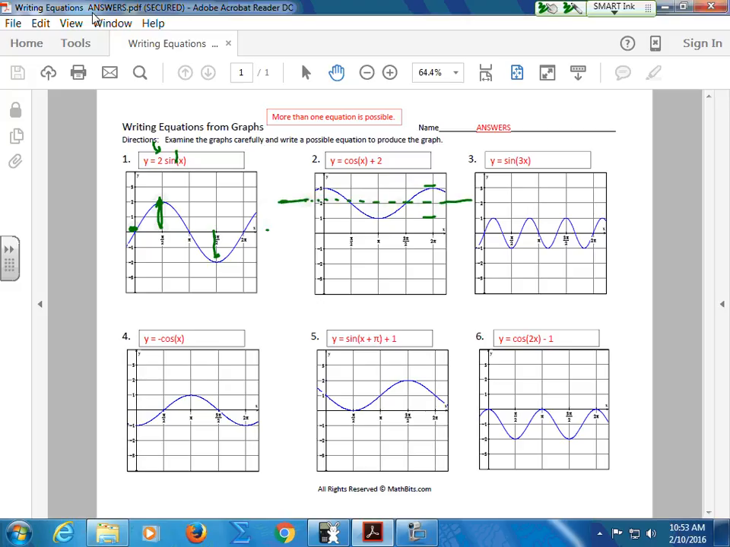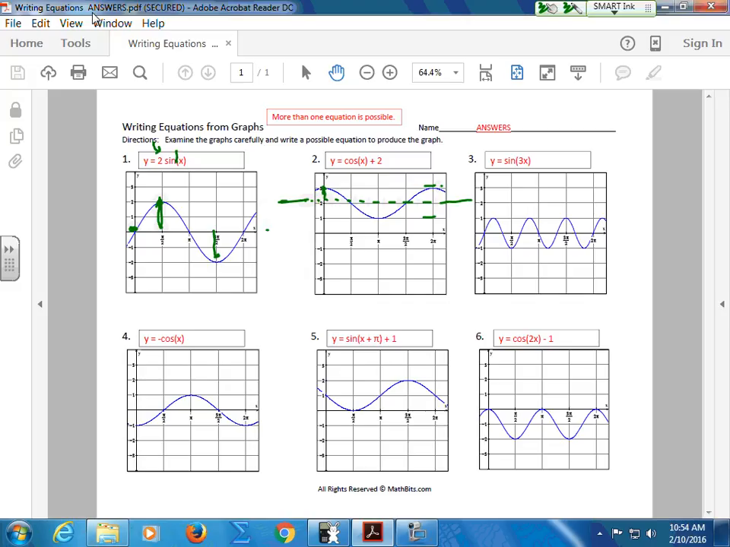Now, from this midline, view that. Is that a cosine curve or a sine curve? Did it start at the 0? It started at the 1. So is that a cosine or a sine? Cosine. What's my amplitude? 1. What's my period? 1. What's going to do a whole?